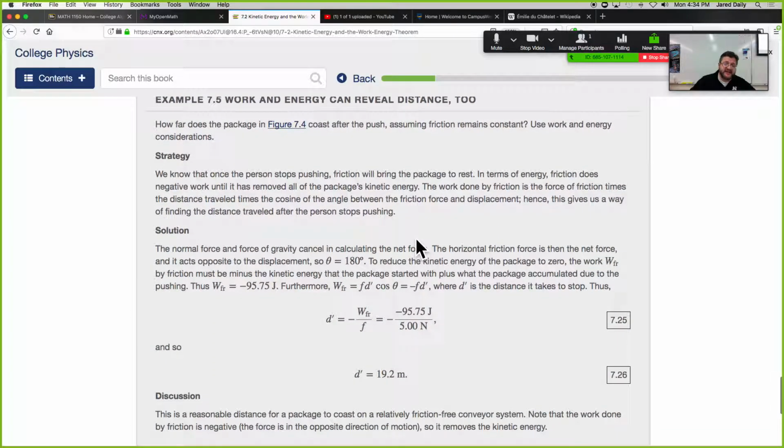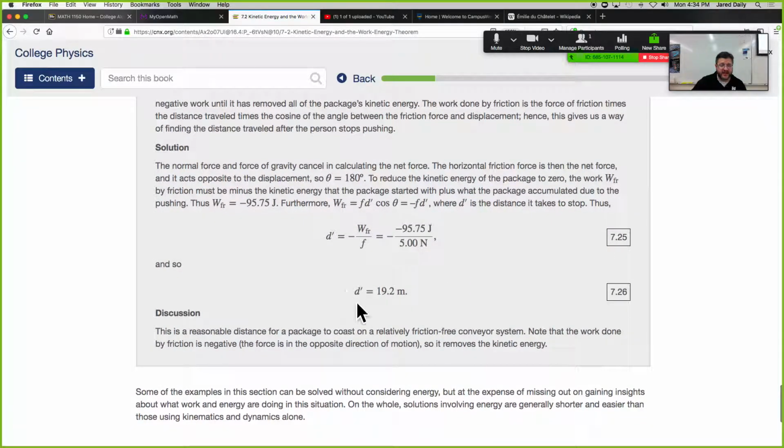Well, work equals force times distance, so work equals frictional force times distance right here. The work that friction does is equal to force times distance times the cosine of the angle. Since the friction and the distance are parallel but in opposite directions, it's the cosine of 180 degrees, which is -1. So it ends up being negative force times distance. Then we solve that for the distance. We get the distance equals the negative work done by friction over the frictional force. They told us the frictional force is 5 newtons, then we just do the math. You get 19.2 meters of distance that it travels as the friction tries to slow it down.